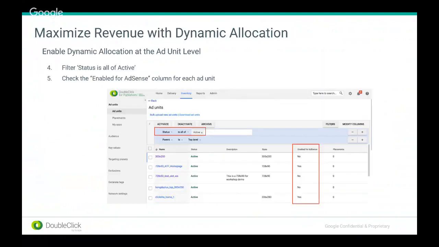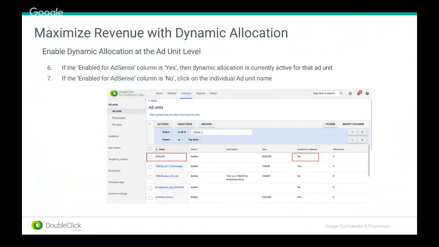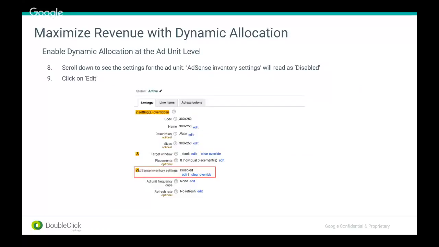Once you've done this, if you select in the status box, status is all of active, and then you would check on the right-hand side that every ad unit is enabled for AdSense. If the enabled for AdSense column is yes, great, then dynamic allocation is currently active for that ad unit. If the enabled for AdSense column is no, then click on that individual ad unit name on the left-hand side.